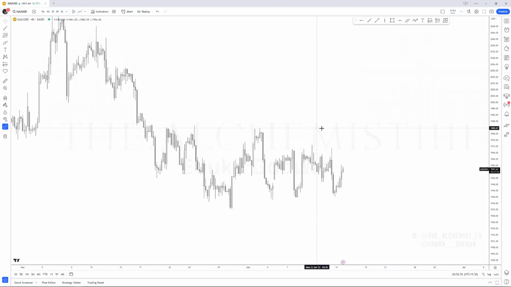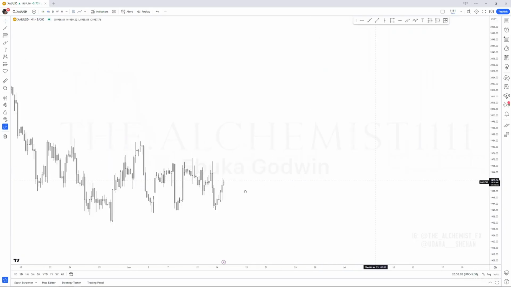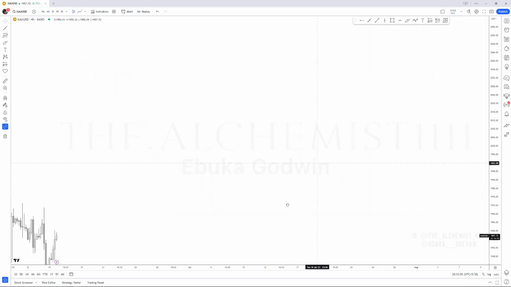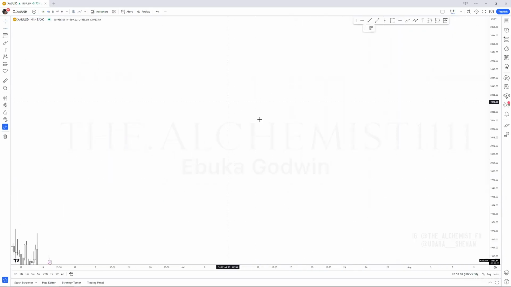I'm using the weekly time frame as an example. Now, how does a weekly bearish storyline start? Let's say we had a weekly resistance over here.